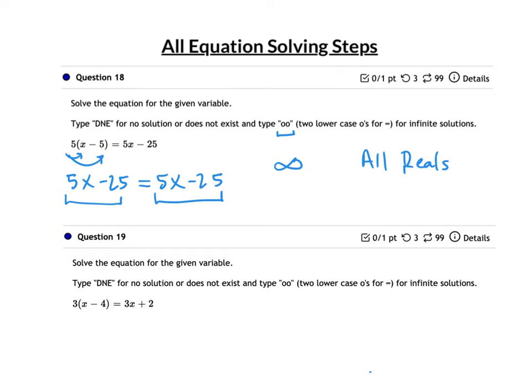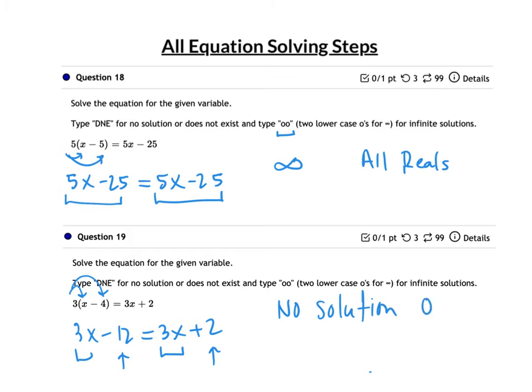For this next one, same idea. We'll distribute the 3. 3 times x and 3 times 4, 3x minus 12 equals 3x plus 2. Again, notice the variable piece is exactly the same, but I have different numbers added and subtracted from it. If you take the same number and subtract 12, and then take the same number and add 2, they're never going to be equal under any circumstances. The answer is no solution.